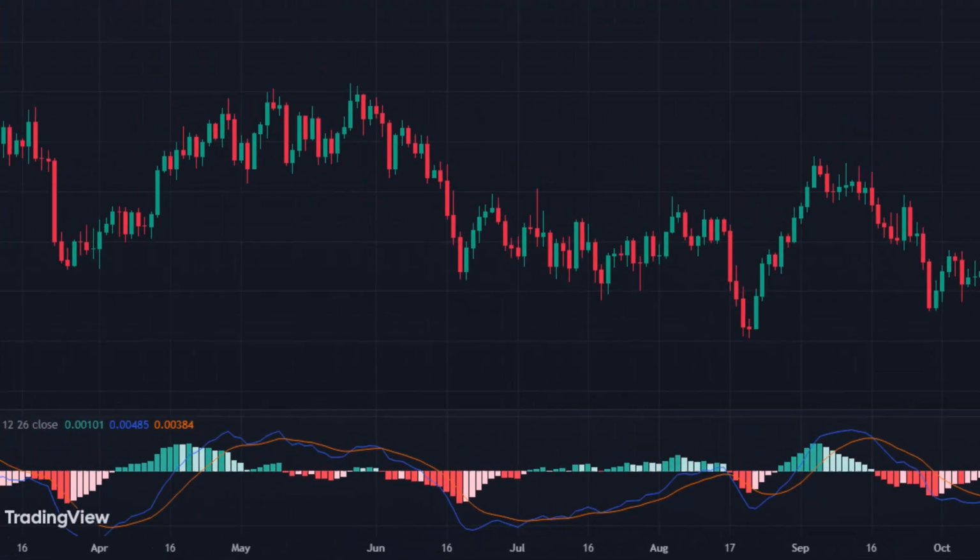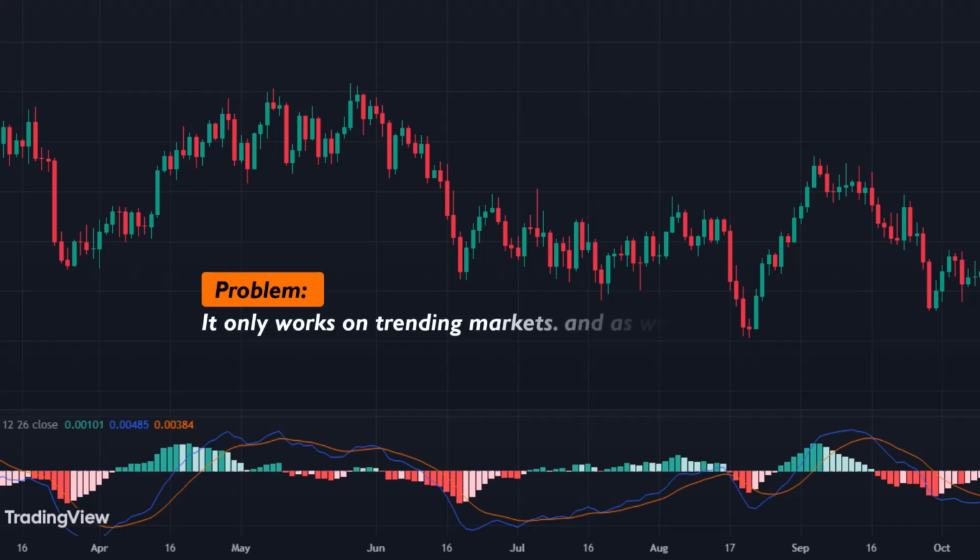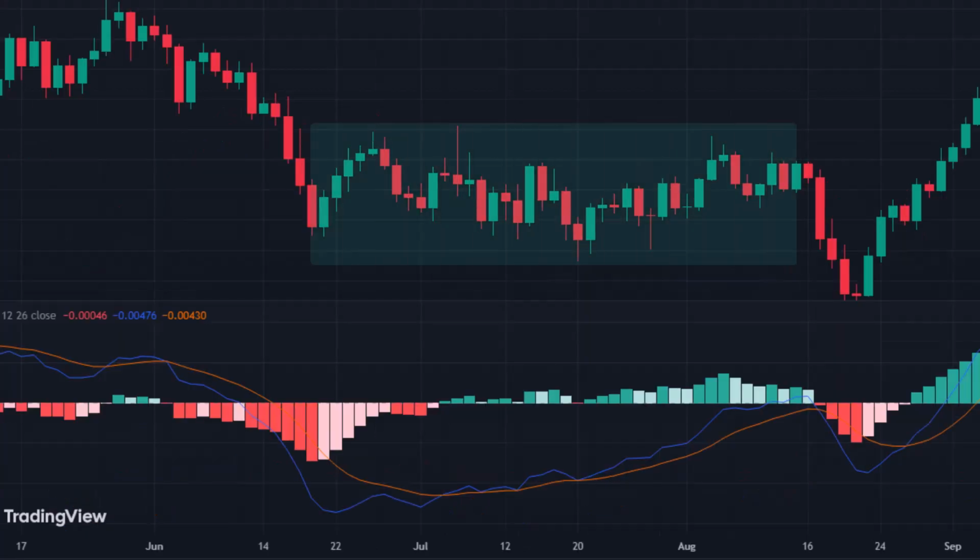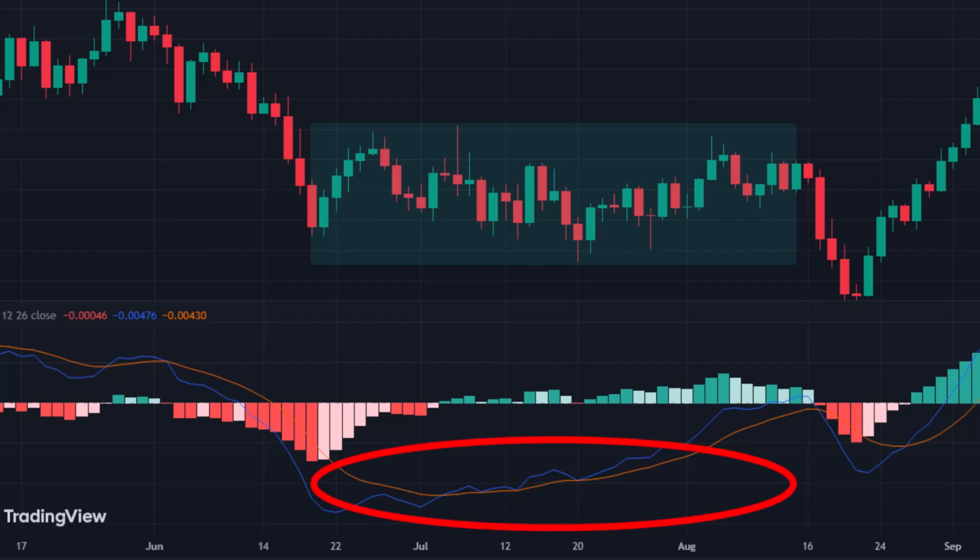Now, this may seem like a good and simple strategy. However, a common problem with the strategy is that it only works on trending markets. And as we all know, markets are not always trending. It can also move sideways or within a range like this, and because of that, the MACD indicator would perform terribly during this type of market.